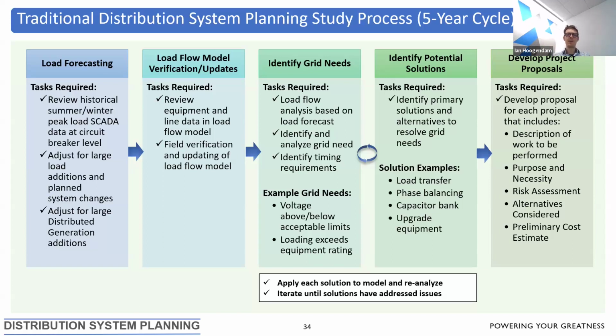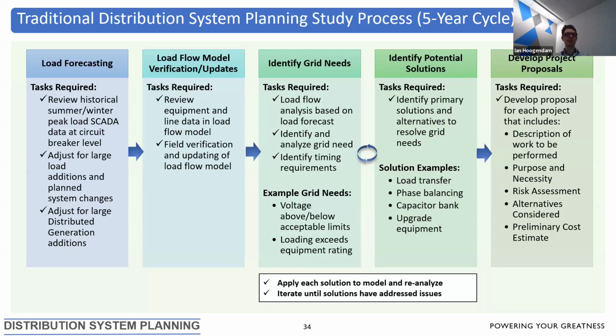The next step after we've identified the anticipated grid needs is to identify potential solutions to resolve those needs. And we'll talk more about the solutions in a couple slides as well. The final step in the process is to put proposals together for all the projects required to address those anticipated needs. And this includes identifying alternative solutions and documenting the risks associated with those alternatives. The projects then get prioritized and scheduled in the utility's capital plan.